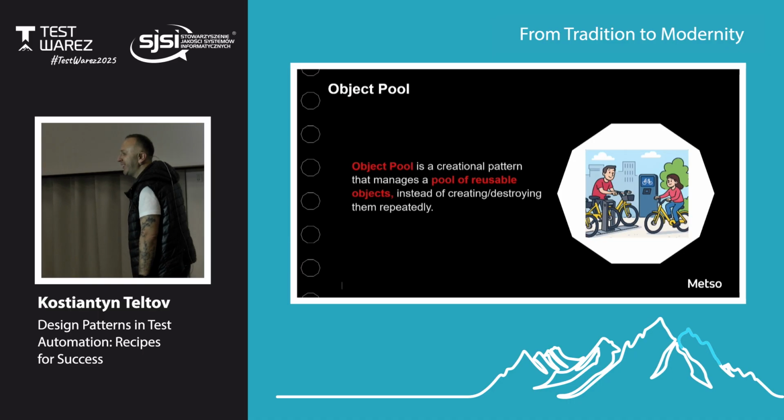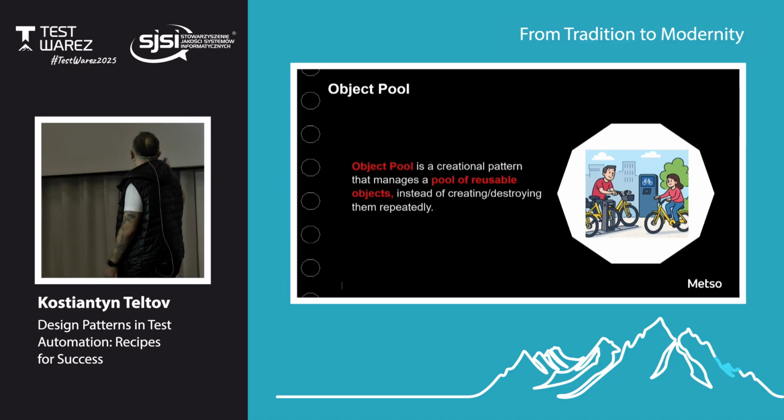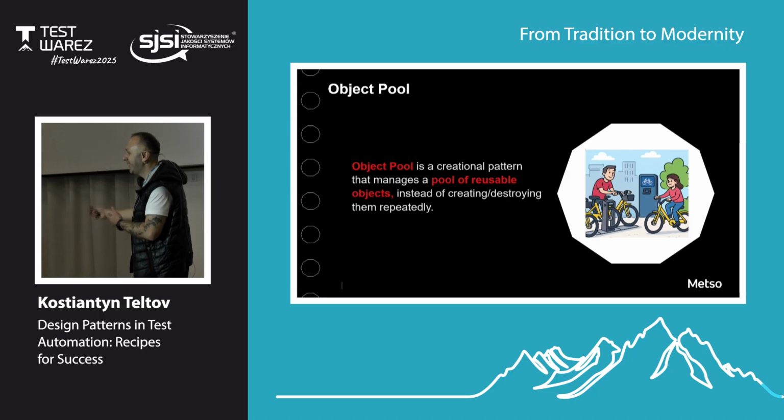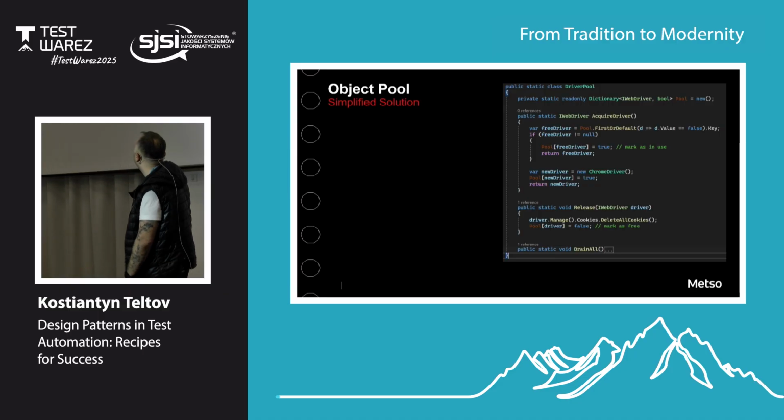And pull objects, it's about like renting bikes. So you come there, you can check if there is some bike available. If not, you can add this bike there. And how to do it? Once more, there are multiple ways how to do it. Here I simplified the code just to show the concept of what we should do.